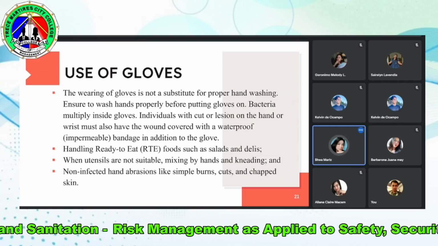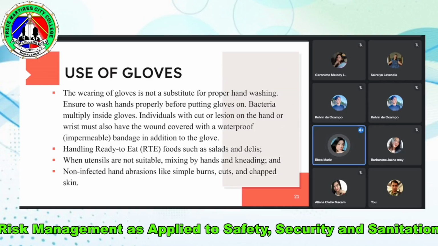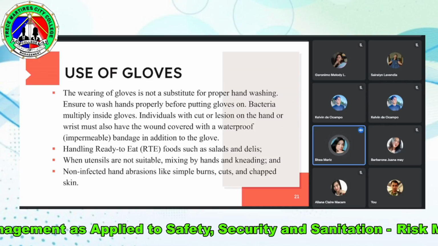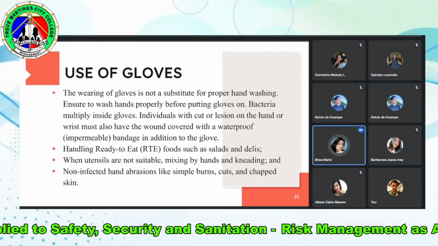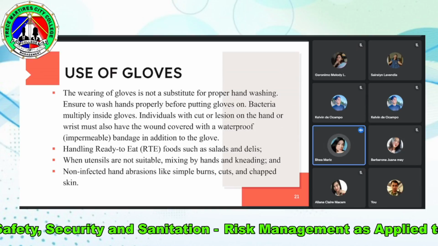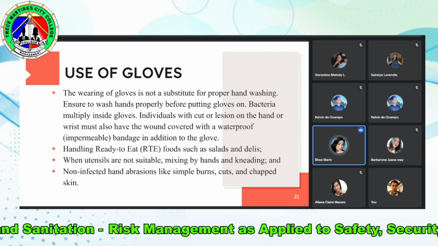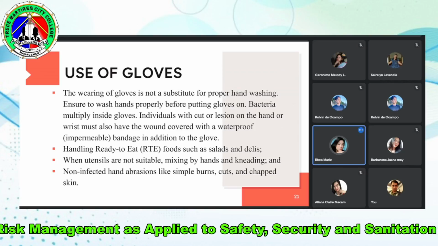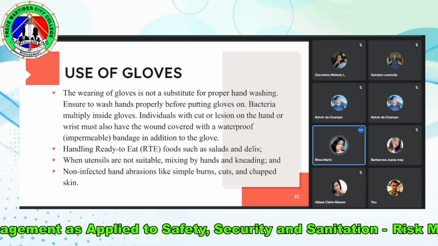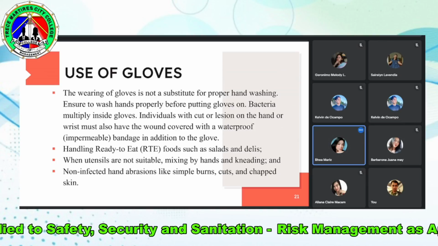have cuts, sores, or rashes on their hands, who wear orthopedic support devices on the hands that cannot be adequately cleaned, such as casts and braces, and who wear artificial nails or nail polish. Next, the handling of ready-to-eat (RTE) foods such as salads and delis.